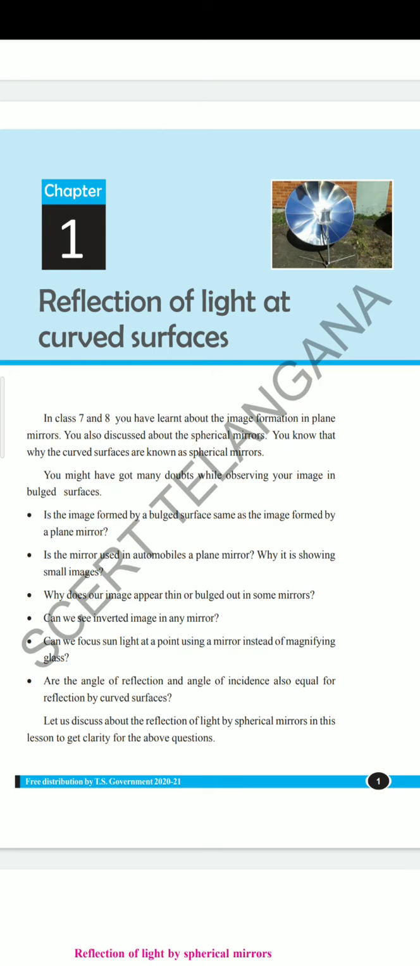Can we focus sunlight at a point using a mirror instead of a magnifying glass? Are the angle of reflection and angle of incidence also equal for reflection by curved surfaces? Let us discuss the reflection of light by spherical mirrors in this lesson to get clarity on the above questions.